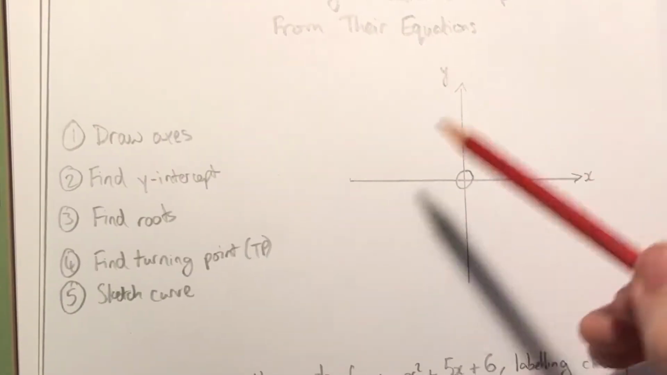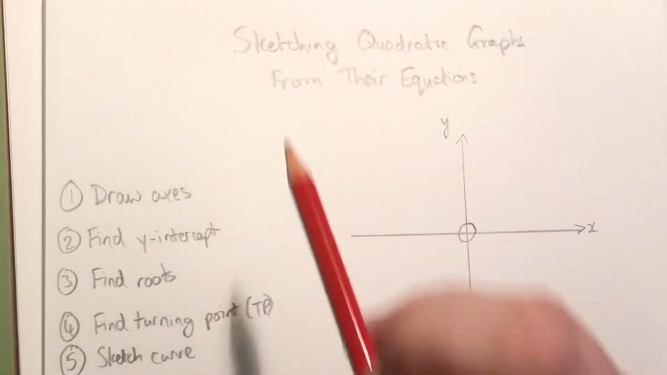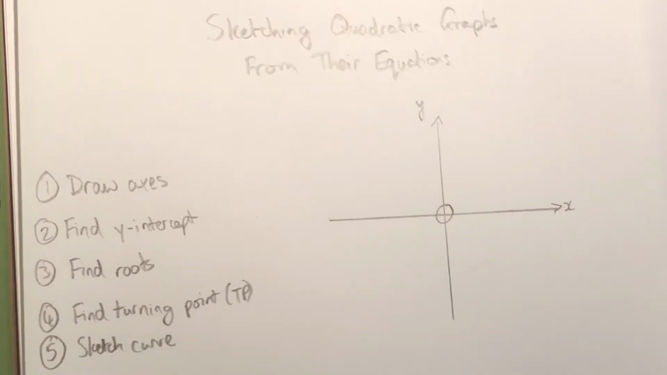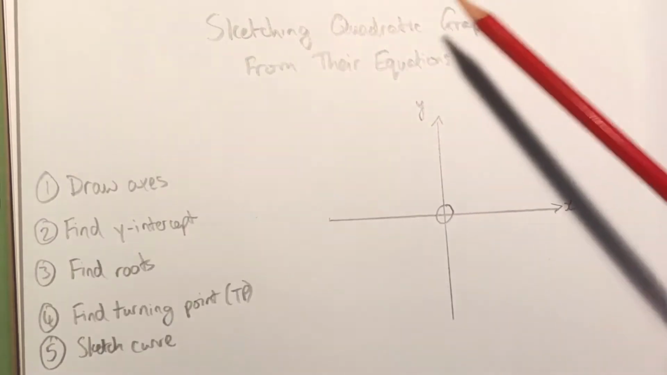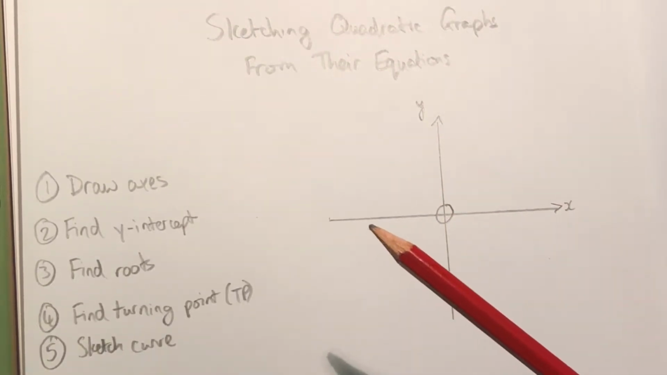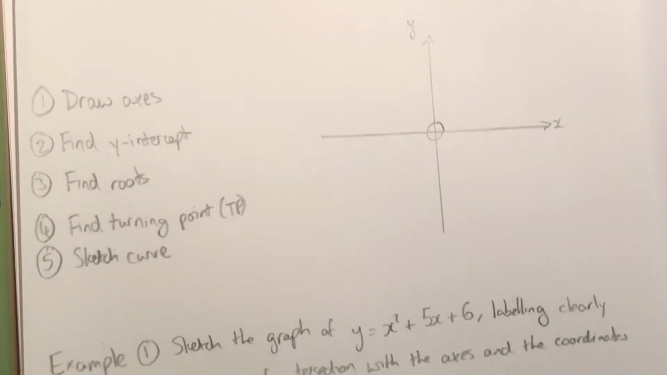Now you'll notice that I'm doing this on blank paper. This is why we're saying it is sketching rather than drawing accurately. In a lot of maths papers, whenever you're sketching quadratic graphs, you're going to be given blank paper. So they're more interested in the location of each of the points and what the shape of the graph is going to look like. So we'll just get straight on with it.